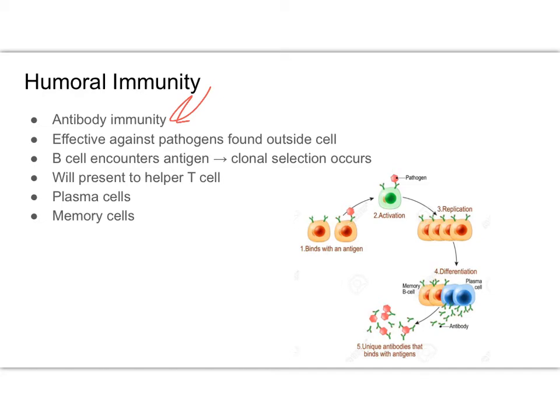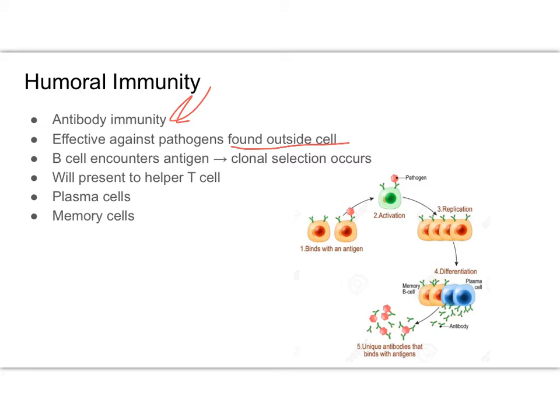Okay, so this is very effective for pathogens that don't take over a cell. So this is very effective for pathogens that are found outside of the cell, okay? Because this is going to go around and try to neutralize or destroy those. And so this is not the kind of immunity like we just saw where it destroys cells that are infected. Okay?